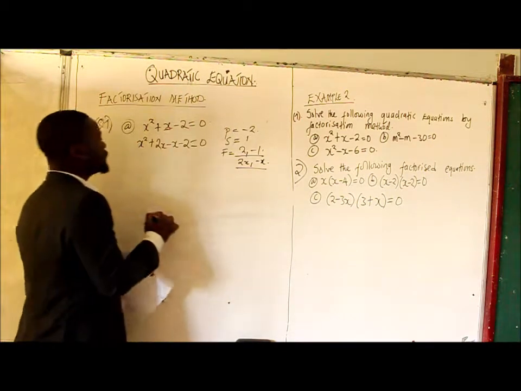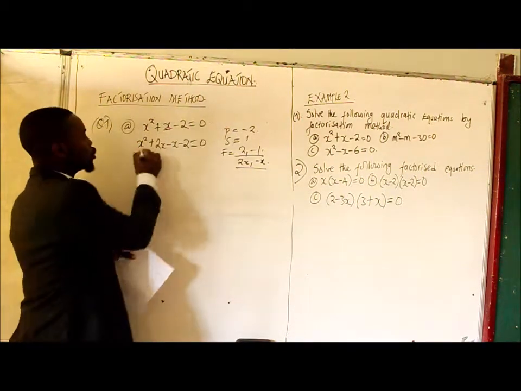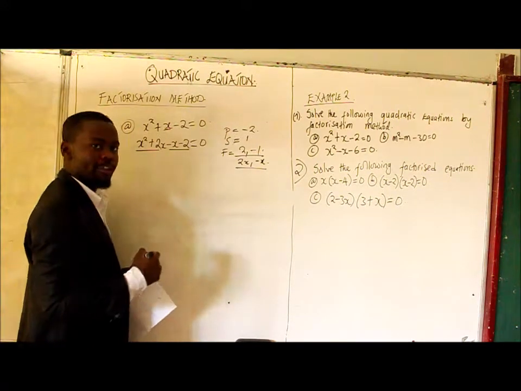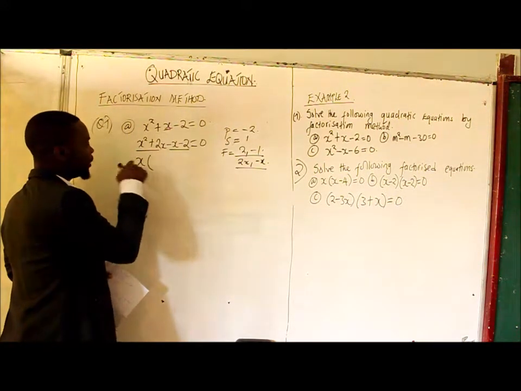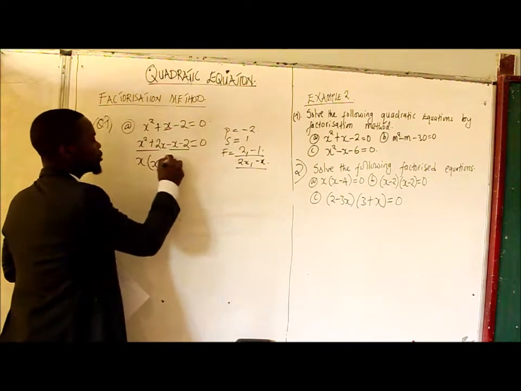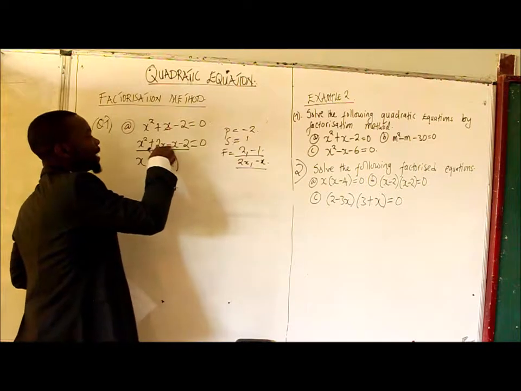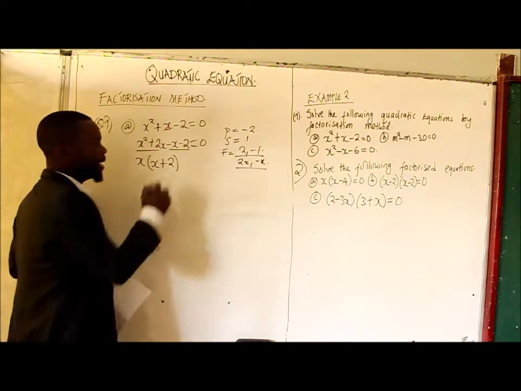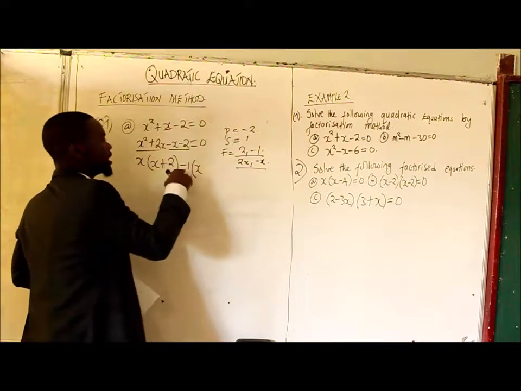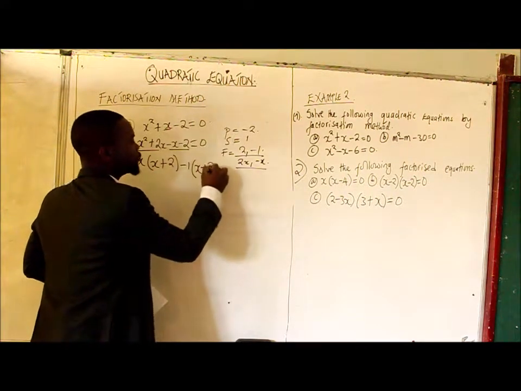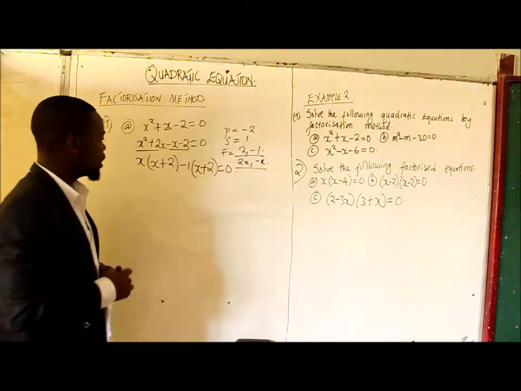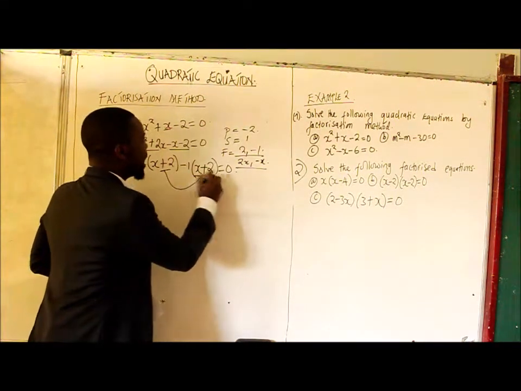From here, we factorize by grouping two and two. In x squared plus 2x, x is common. x into x is x squared, plus x into 2 is 2x. Here we have negative x minus 2, and negative 1 is common. Negative 1 into x is negative x, and negative 1 into 2 is negative 2, equal to 0. When you reach this stage, make sure that what you have in the brackets are the same.